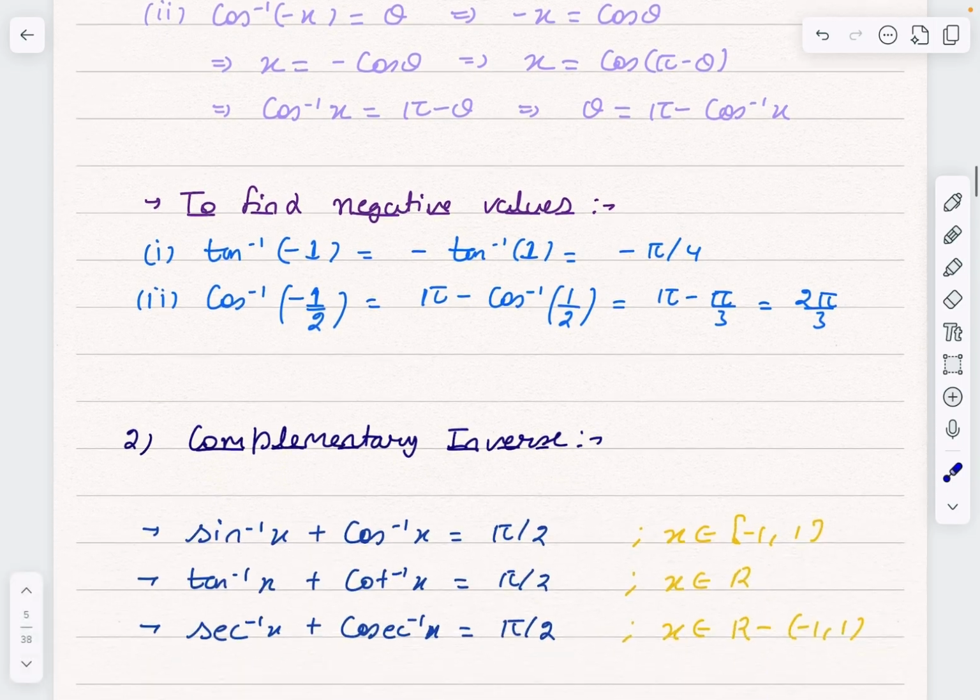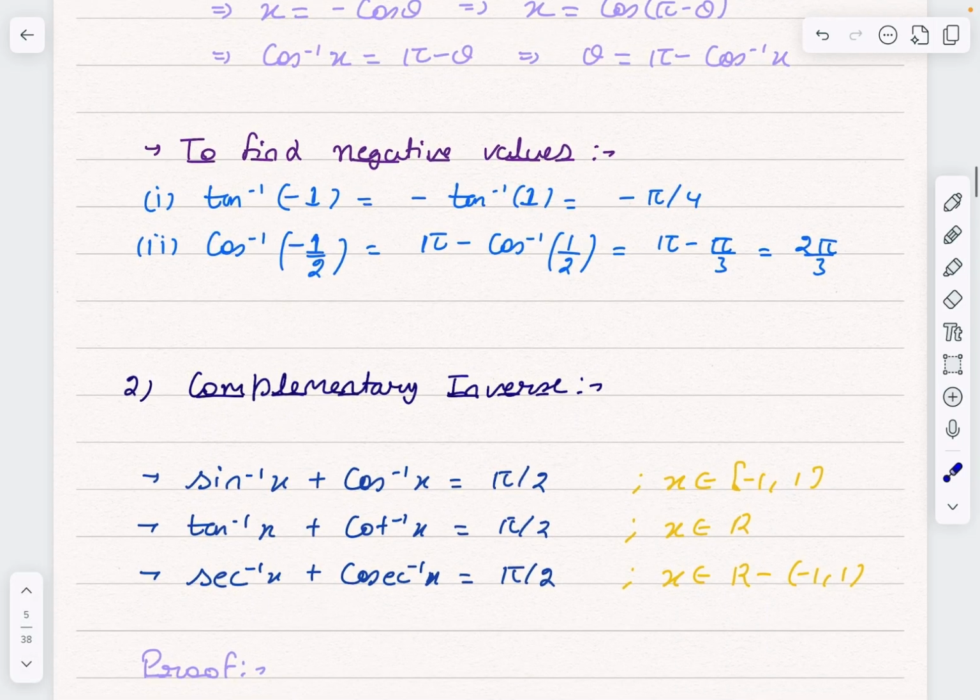Next. Complementary inverse. See, in trigonometry, we discuss complementary trigonometric ratios. Same will play a role here also. If you have sine inverse x plus cos inverse x, it will be pi by 2 in their common domain, that is minus 1 to 1. Tan inverse x plus cot inverse x will also be pi by 2 in the common domain, which is all real numbers. Sec inverse x plus cosec inverse x will also be pi by 2 in the common domain, which is all real numbers except minus 1 to 1.